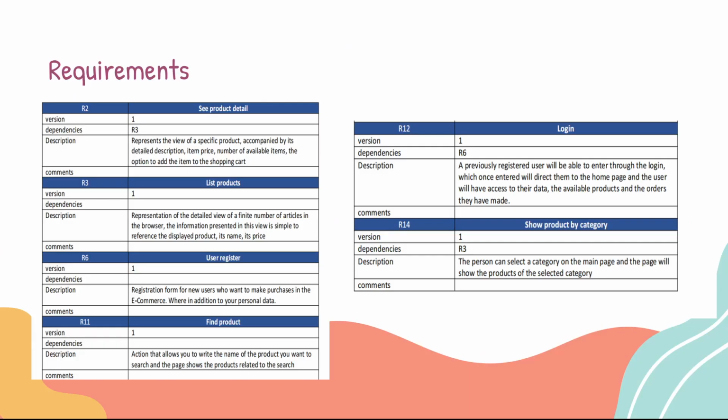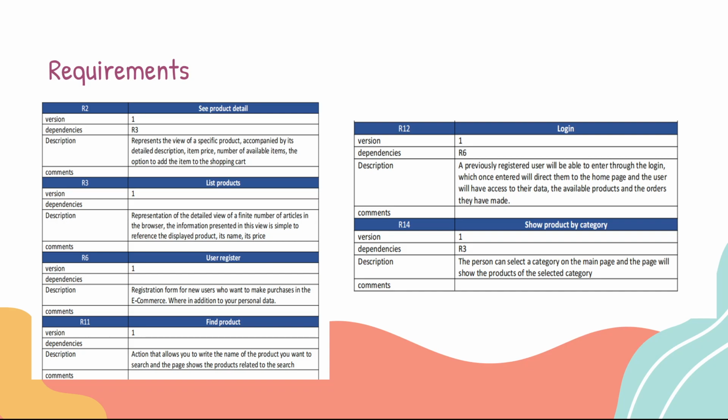Next, please. Well, as you can see, we have here the requirements. We start with the second requirement, see product details. The description of this requirement represents the view of a specific product, accompanied with its detailed description, item price, number of available items, and the option to add the item to the shopping cart. That's all for the second requirement.